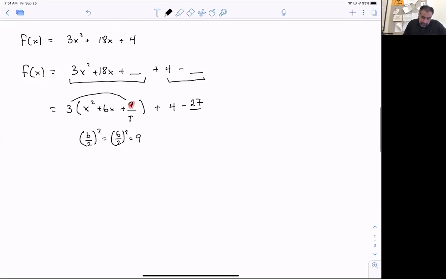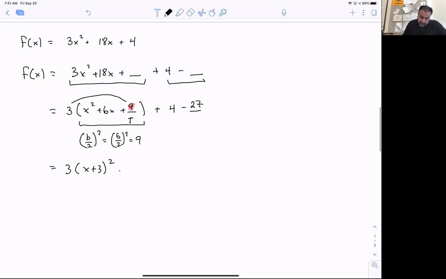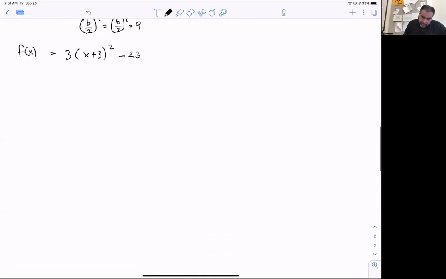So from here, we are going to factor this expression because, again, the beauty of this is it's going to be a perfect square. So we're going to get (x plus 3) quantity squared. And then on the outside, we're going to get plus 4 minus 27, which is actually going to be minus 23. So we now have our parabola written in the form where we can now find the vertex.